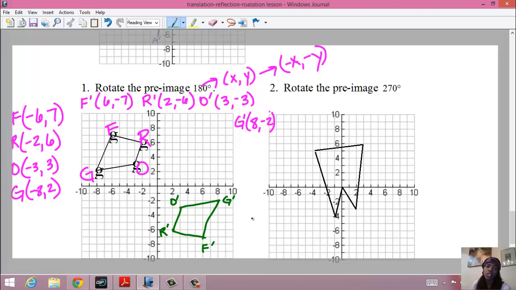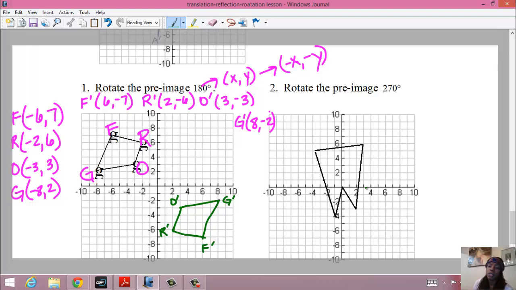Sorry about that. Hopefully you did correct the error. I put a little bubble to correct the error for the 180-degree rotation rule. But there we go, it's been rotated 180 degrees. There's a straight line through the origin for each one of them.